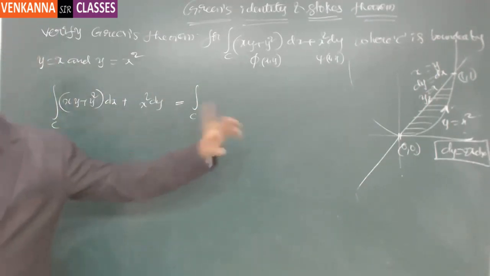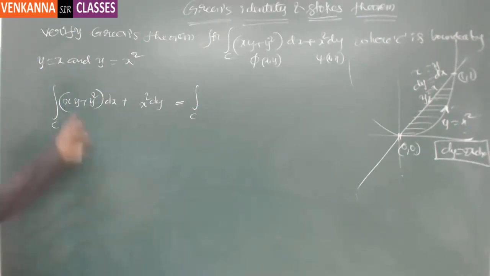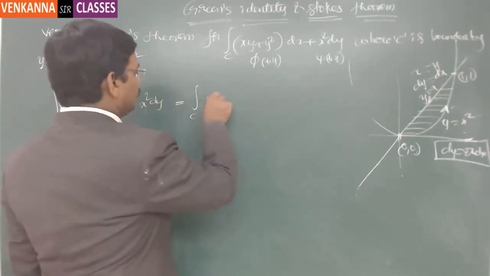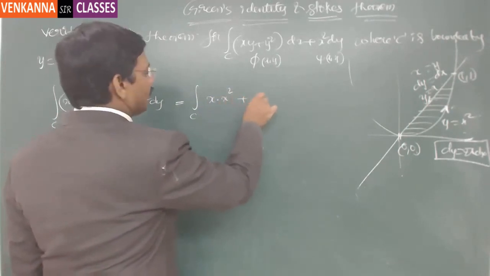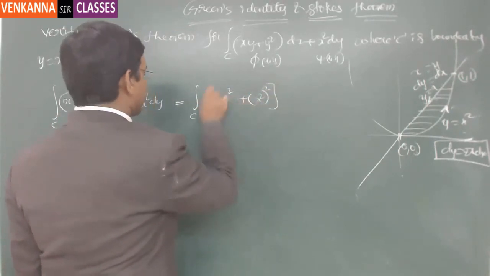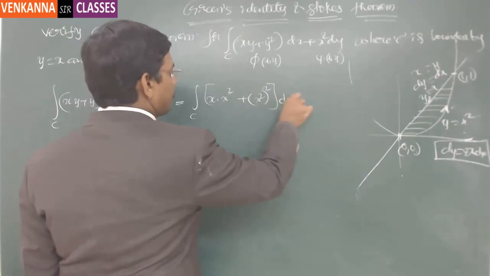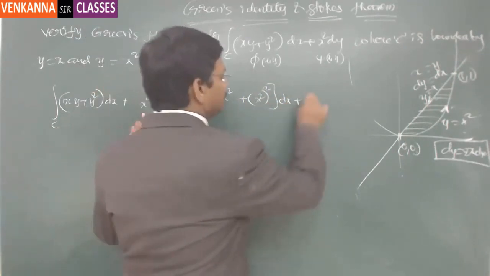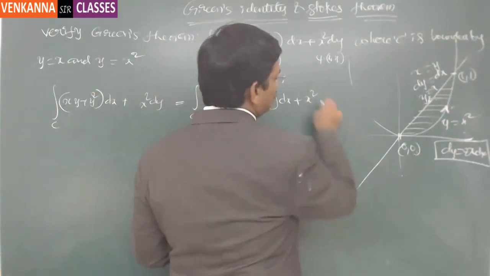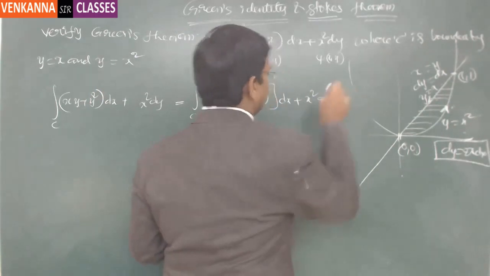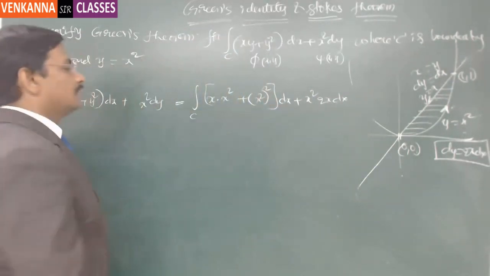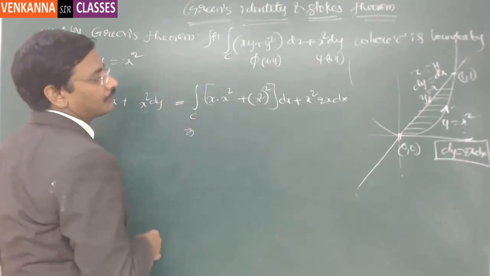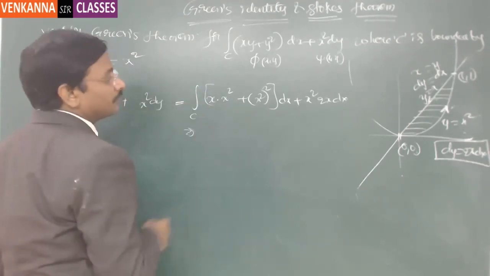Now I take the first line, y equals x square. Then it is going to be x into x square plus x square whole square into dx, plus this is x square and dy is 2x dx. So everything is changed in terms of x. Now this is a closed contour. So this is for line number 1.